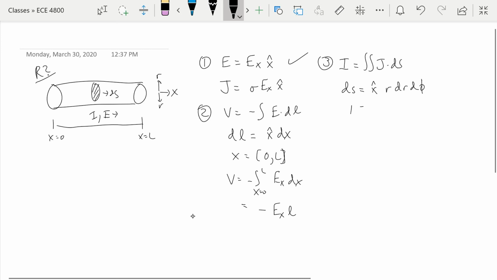And so I is then equal to the integral. Oh, sorry, we forgot our limits of integration. I always like to put that down. Our limits of integration: r goes from 0 to b, say that's the radius of the wire, and phi goes from 0 to 2 pi.